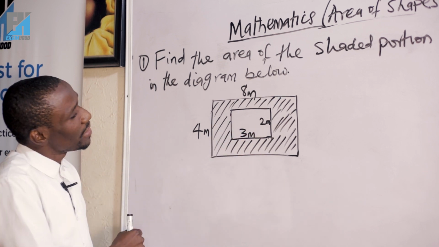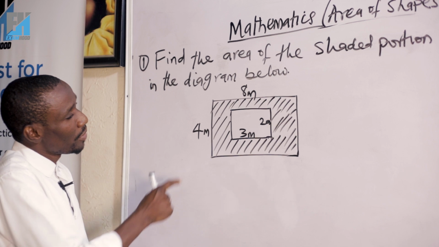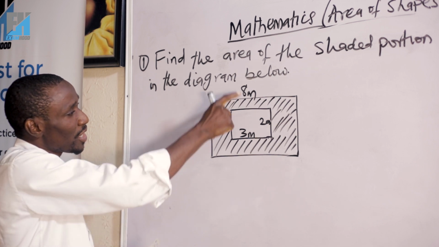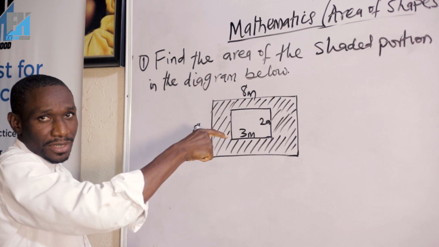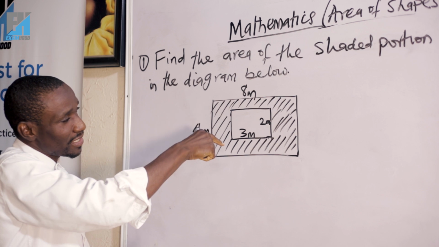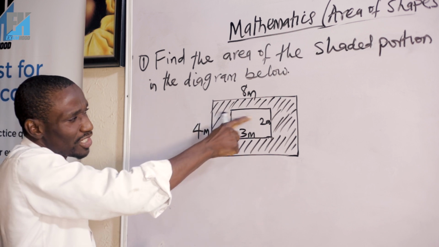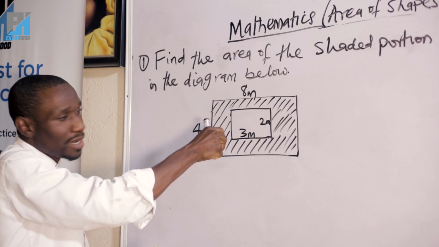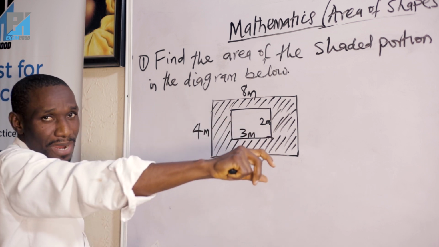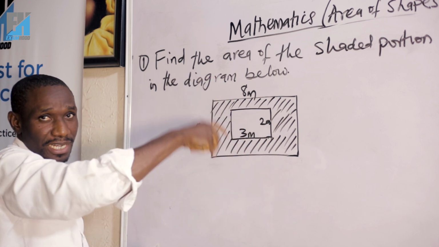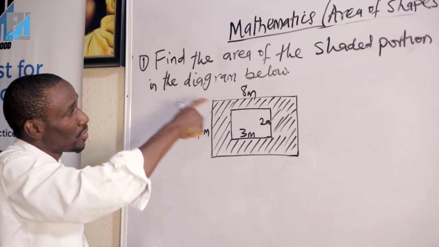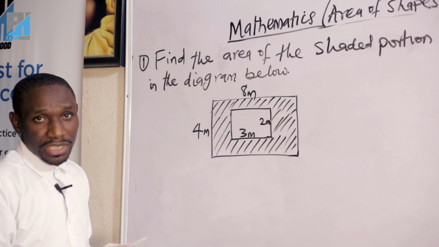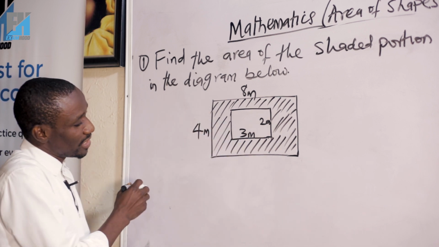So for us to find the shaded portion, we're going to find the area of this entire diagram. Then after getting the area of the entire diagram, we're going to find the area of this portion that is not shaded. After getting the area of this portion that is not shaded, we're going to subtract that part from the area of the entire diagram. By so doing, we're going to get the area of the shaded portion. So let's go about it this way.